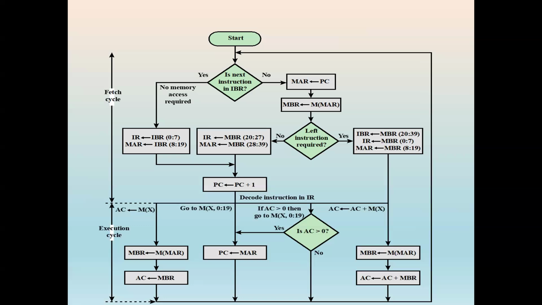Now, each instruction cycle consists of two subcycles. During the fetch cycle, the opcode of the next instruction is loaded into the IR, that's the instruction register, and the address portion is loaded into the MAR. Now, this instruction may be taken from the IBR, or it can be obtained from memory by loading a word into the MBR, and then down to the IBR, IR, and MAR.